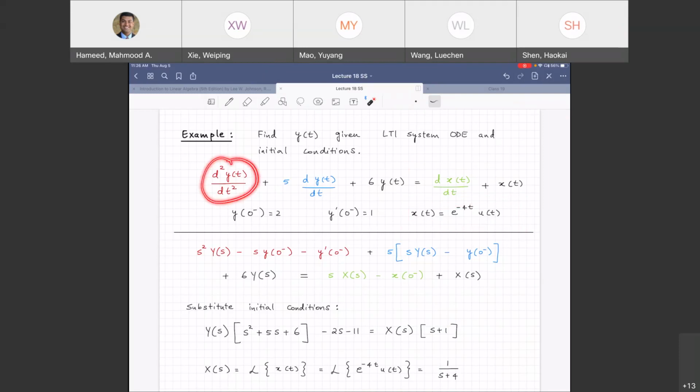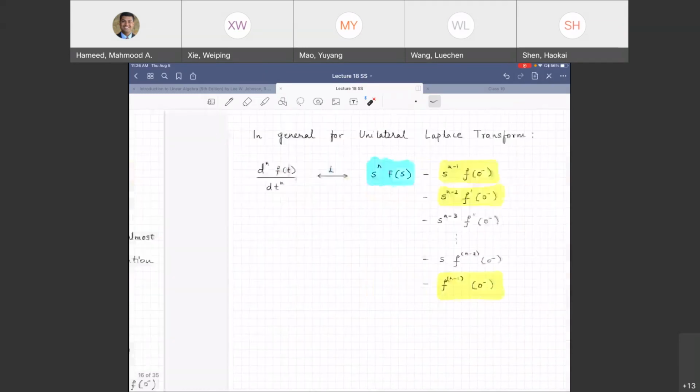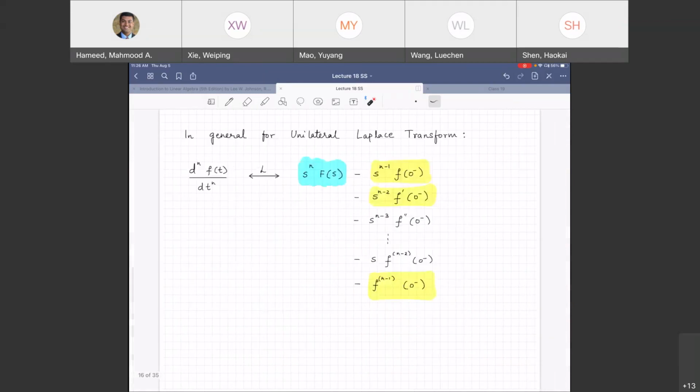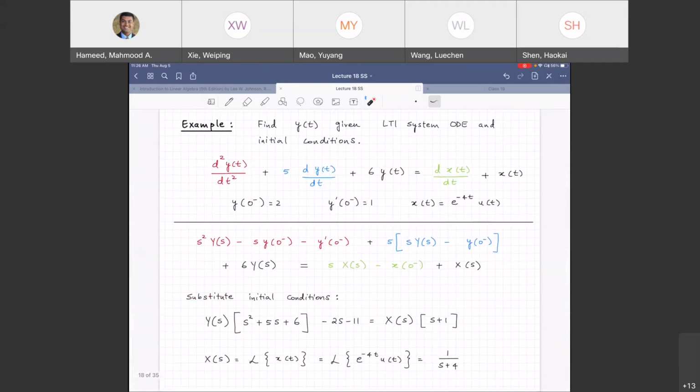For this, I'm using the unilateral Laplace transform. So I've got s squared y of s, but I've also got minus s y of 0 minus the first derivative of y just before 0, because I'm using this from here, right? All these formulae are on your Laplace transform and z tables, so you don't need to memorize them. So you have got the Laplace transform of this term over there. For 5 y of t, you have got the Laplace transform there. Again, we are using the unilateral one. For 6y of t, that should be easy, just 6y of s.